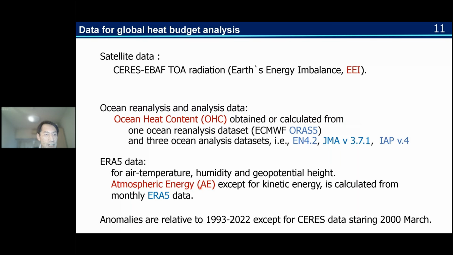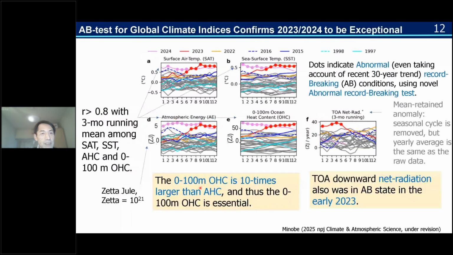So this is a global summary of sea surface air temperature, surface air temperature, sea surface temperature, atmospheric energy, and 0 to 100 meter ocean heat content anomalies. You look at a similar plot in many places, but there is a dot in these plots. This dot indicates the data are abnormal and record-breaking, using the novel abnormal record-breaking test that we introduced in our paper.